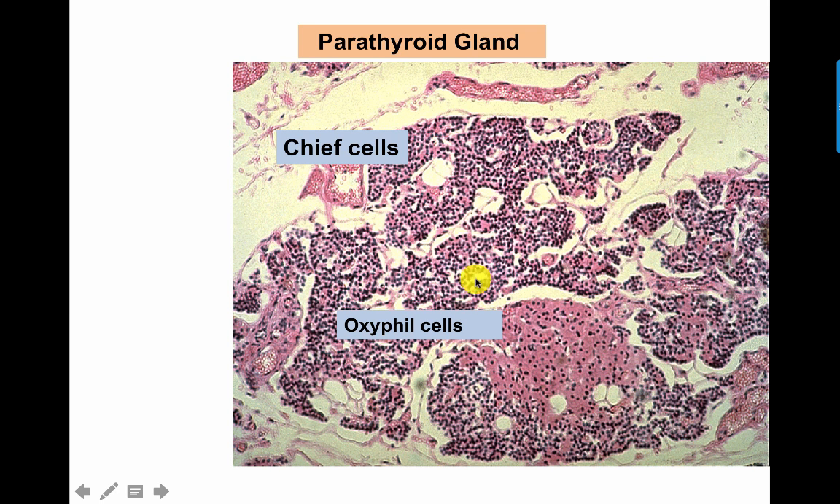Then we have here the parathyroid. Here we can see that the majority of the cells are darkly stained basophils called chief cells. Here we have the fenestrated capillaries. And here we can see a lesser number of acidophils. They are called oxyphil cells, which are acidophilic in staining.